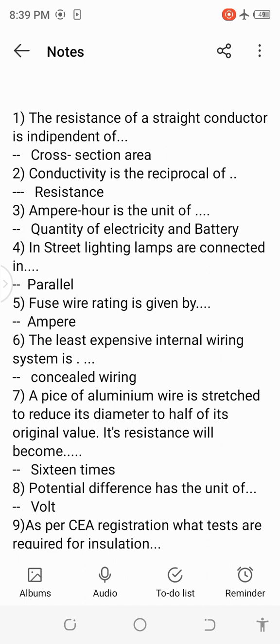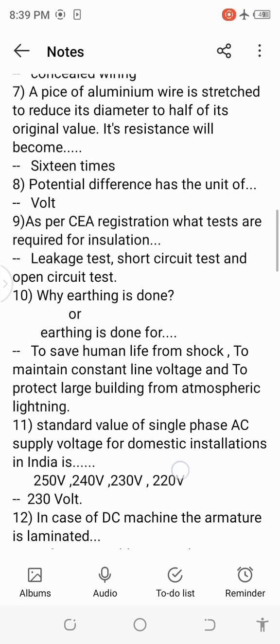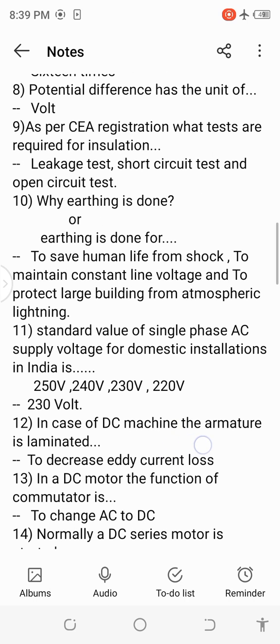7. A piece of aluminium wire is stretched to reduce its diameter to half of its original value. Its resistance will become 16 times. 8. Potential difference has the unit of volt. 9. As per CEA registration, what tests are required for insulation? Leakage test, short circuit test and open circuit test.